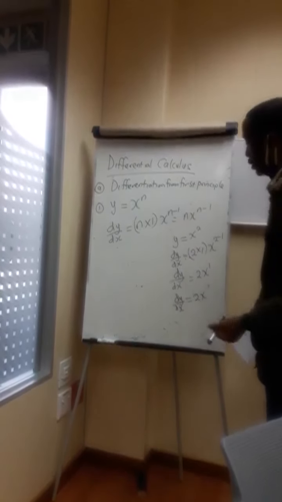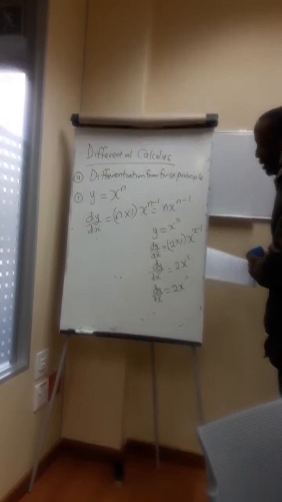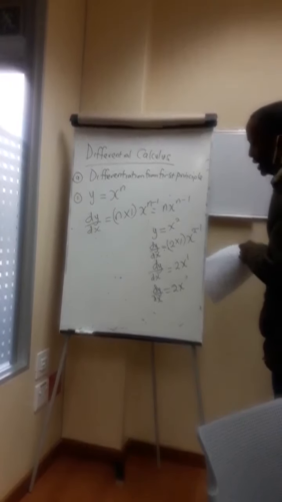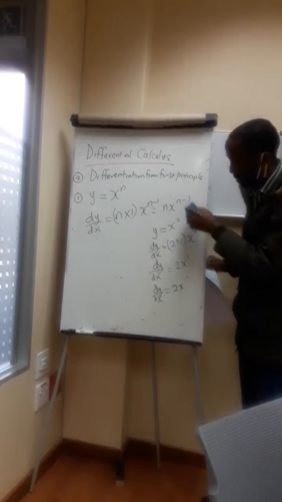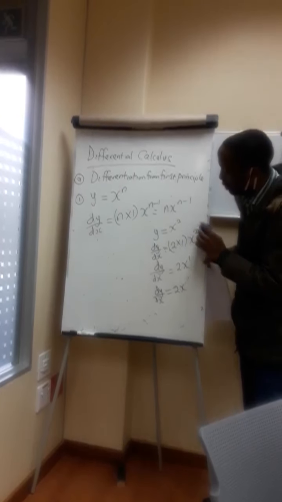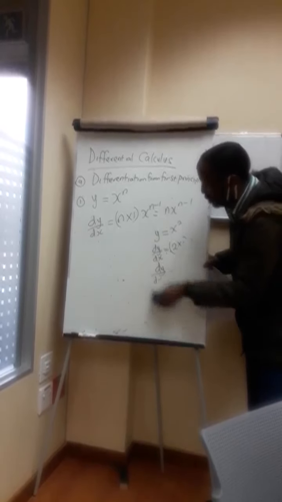So that is how you differentiate y equal to x squared. I'm just trying to give you an example of how to differentiate so that you understand, because for any mathematical function that follows this format, you need to differentiate using this principle. So I think it's supposed to be very clear, so let me wipe this off.